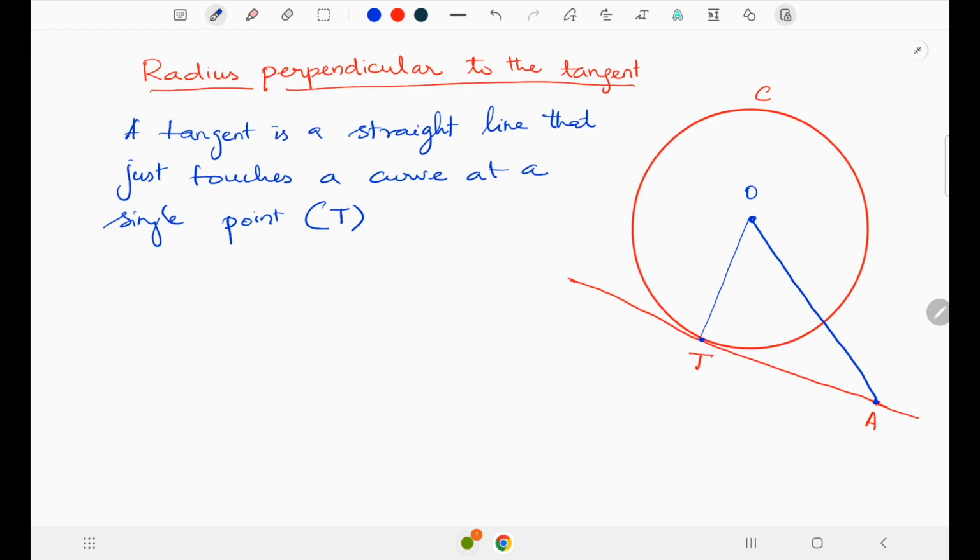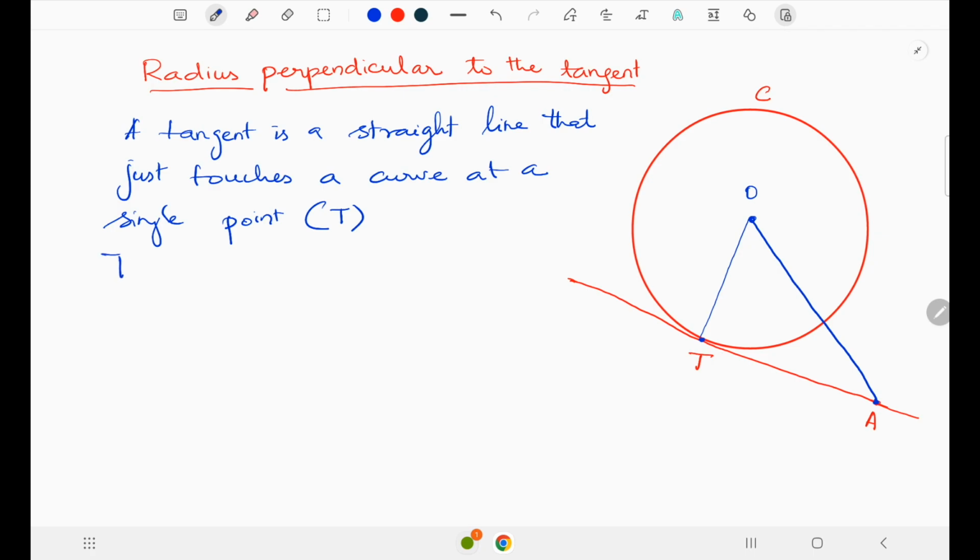Now consider the tangent TA, where T is the point of contact to the circle, and A is any point on the tangent. Okay, so A is any point on the tangent. Now you may also observe that the theorem often states that a tangent will always be perpendicular to the radius at the point of contact.